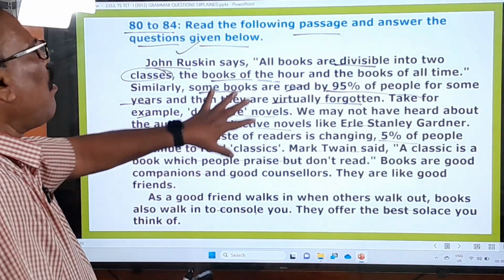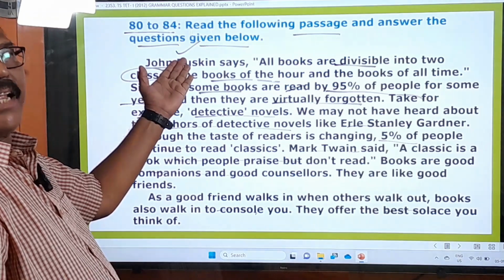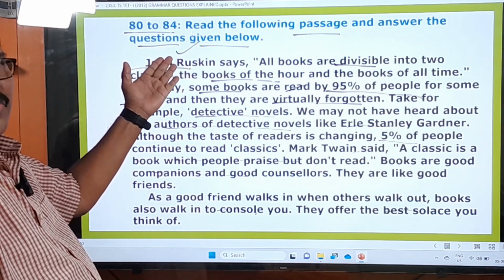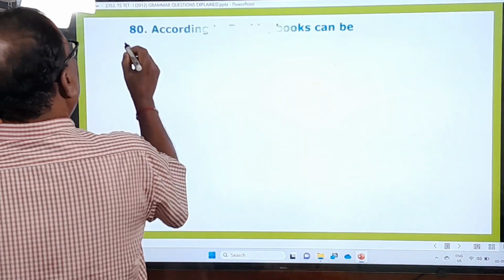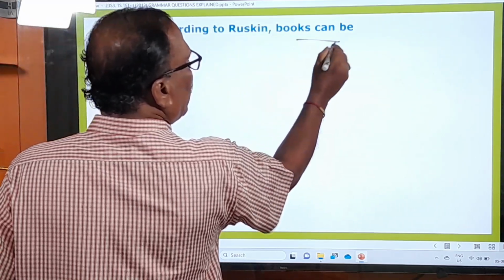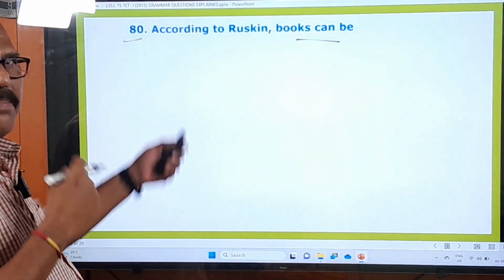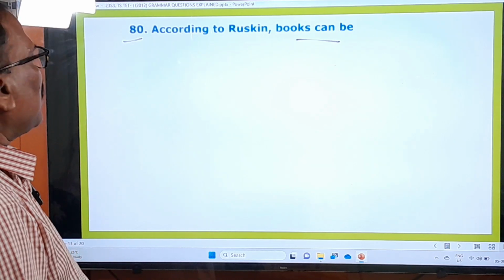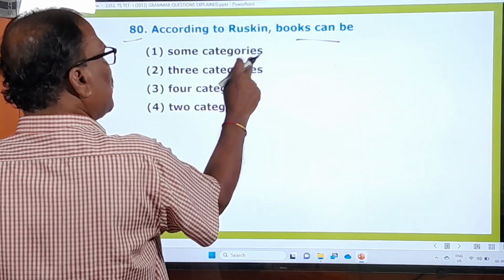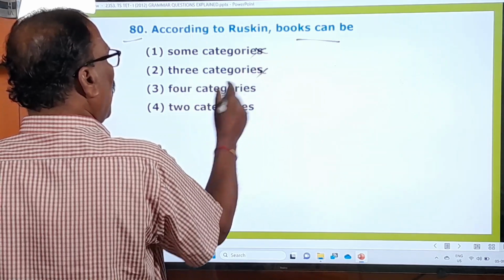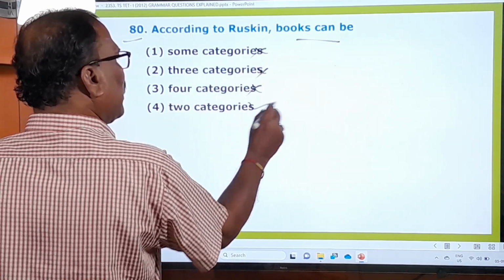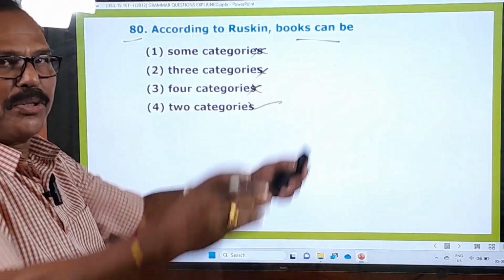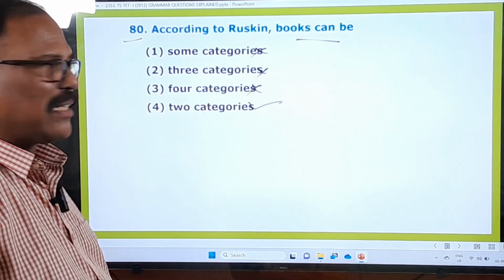So this is all about the books because he is a great or renowned English writer. Okay. 80th question. According to Ruskin, books can be, very simple question. You can easily do that. Okay. According to Ruskin, John Ruskin, books can be options. Some categories wrong, 3 categories wrong, 4 categories wrong, 2 categories right. Books are divisible into 2 groups or 2 categories, he said. Okay, this is the right one.